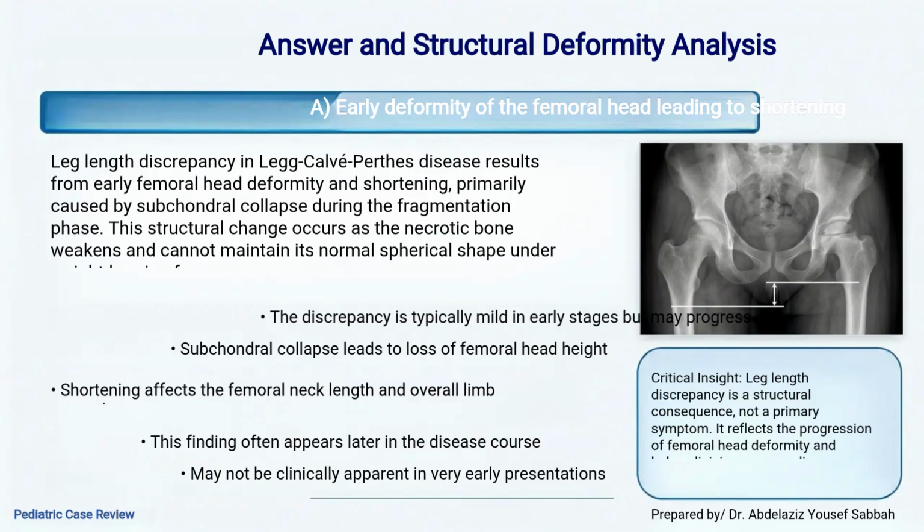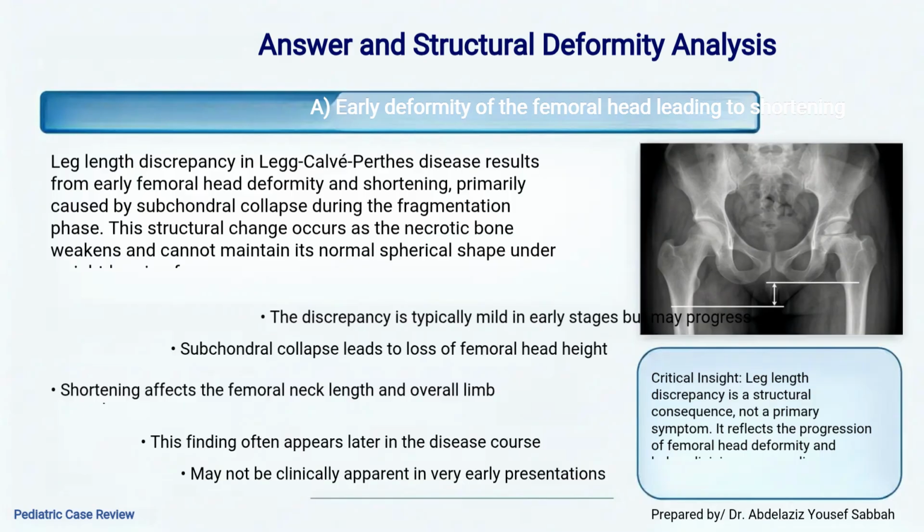Leg length discrepancy in Legg-Calvé-Perthes disease results from early femoral head deformity and shortening, primarily caused by subchondral collapse during the fragmentation phase. This structural change occurs as the necrotic bone weakens and cannot maintain its normal spherical shape under weight-bearing forces. The discrepancy is typically mild in early stages, but may progress over time.